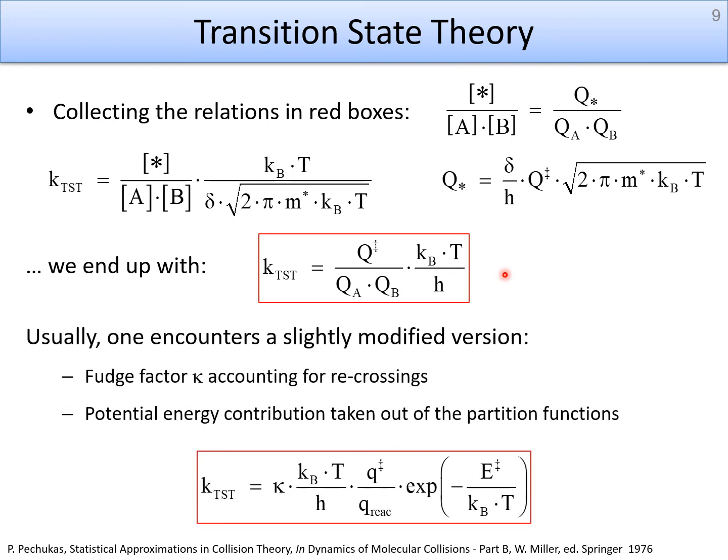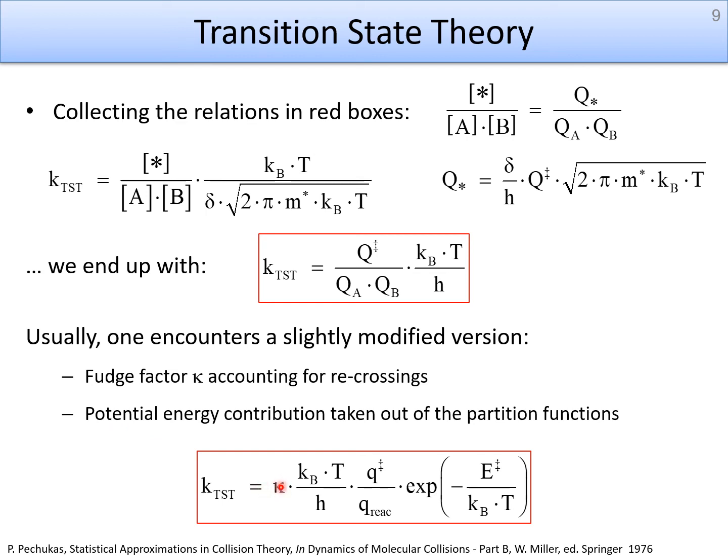Now, you may have seen slightly modified versions of this. First of all, sometimes we take into account this fudge factor, which accounts for recrossings. Recrossings happen when a system goes up to the transition state, but then doesn't cross. It goes back into the reactants region, doesn't cross to the products region. This is a difficult factor to calculate. You need dynamic simulations to estimate its value.